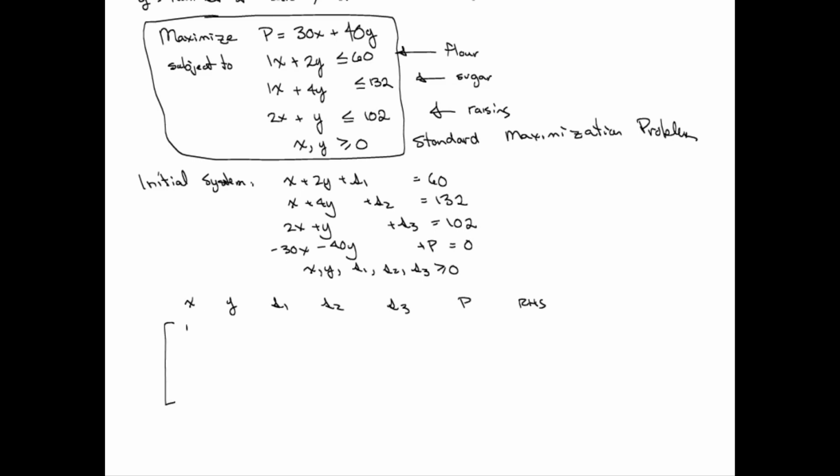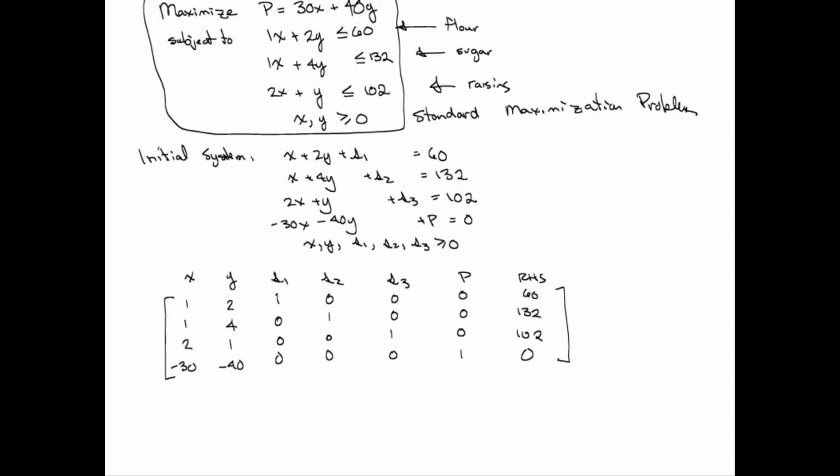So I write the coefficients of x first, and then y. And now S1, so that'll be a 1, and then everything else zeros. S2, 0, 1, 0, 0. S3, I'll have the 1 in the third row. P, 0, 0, 1. Then my right-hand side, I have 60, 132, 102, and 0. This is my initial simplex tableau.